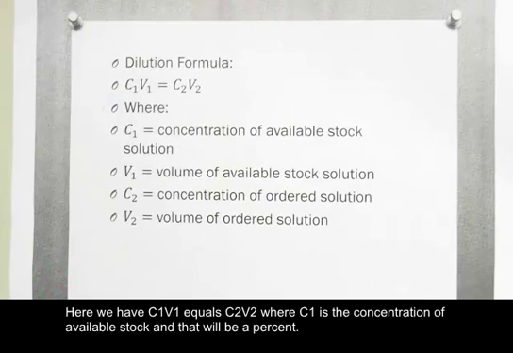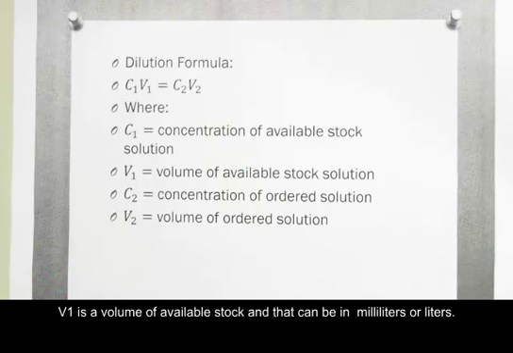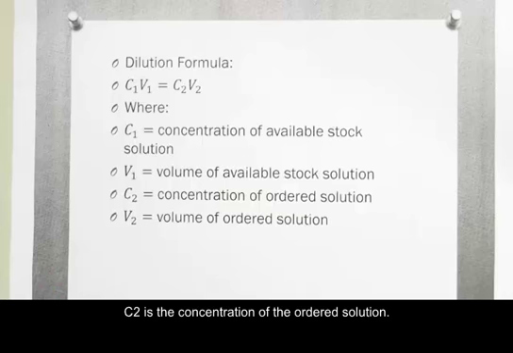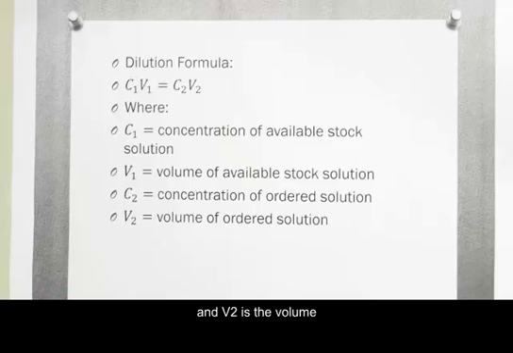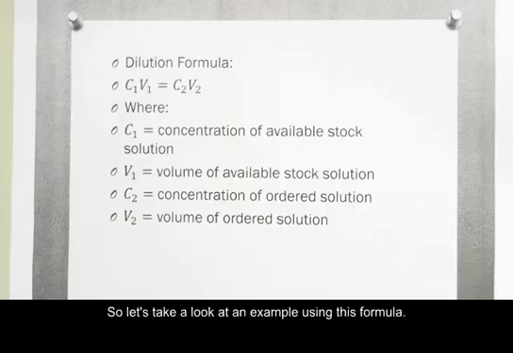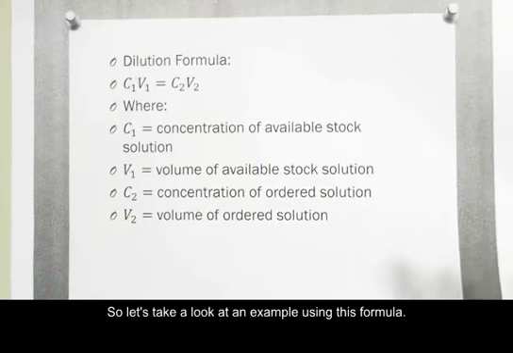Here we have C1V1 equals C2V2, where C1 is the concentration of available stock, and that will be a percent. V1 is the volume of available stock, and that could be milliliters or liters. C2 is the concentration of the ordered solution, and V2 is the volume of the ordered solution. So let's take a look at an example using this formula.